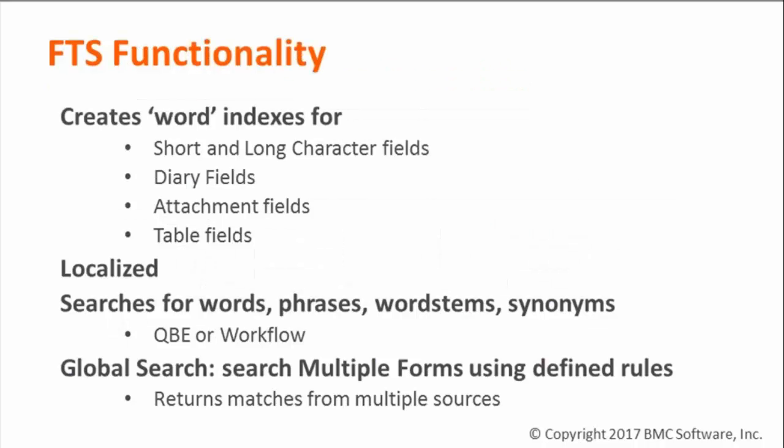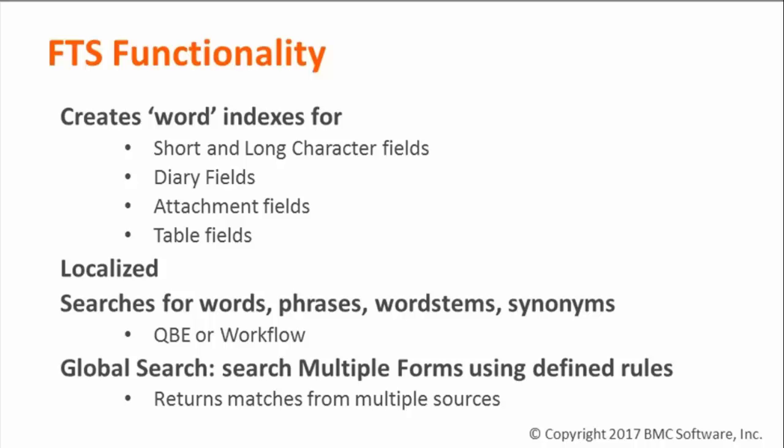So this slide discusses the functionality of FTS. Keep in mind, FTS is transparent to users. If full-text searching is activated and the field is indexed for FTS, then FTS is used. FTS creates word indexes for short and long character fields, diary fields, attachment fields, and table fields. With some special considerations for attachment fields, the full-text feature can index any content where the character set is compatible with AR Server's character set. If AR Server is running as a Unicode server, the full-text feature has no restriction on the encoding format of the data content. You can therefore index and search content in multiple languages.